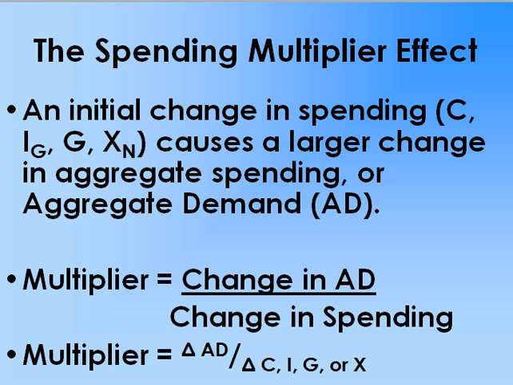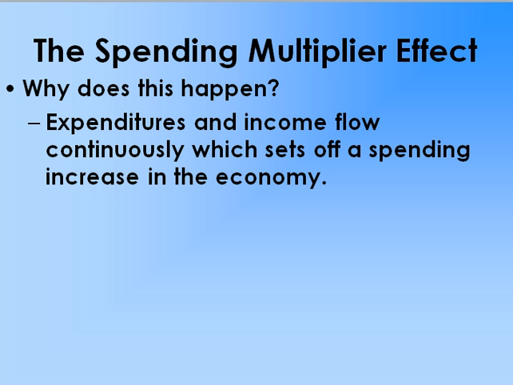We take the change in aggregate demand and we divide it by the change in spending. So our multiplier is the change in aggregate demand divided by the change in one of the 4 components of aggregate demand. So why is there a spending multiplier effect? We have spending and income flow continuously, which sets off an increase in the economy, kind of like the circular flow model that we talked about earlier in the semester.